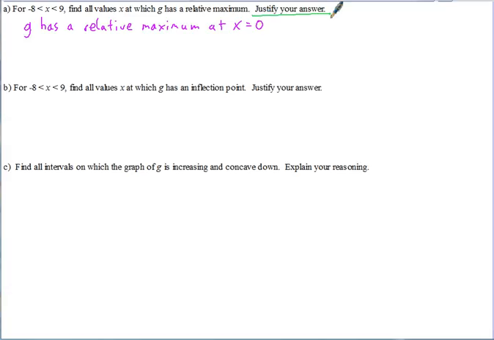And again, this is a justified answer, so your justification would be since g prime of x changes from positive to negative at, you can specify at x equals 0.